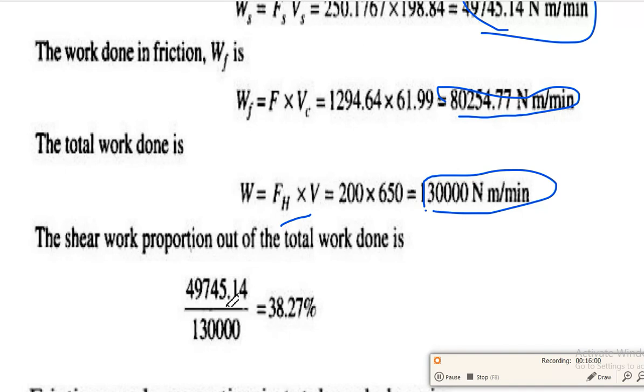Now the shear work proportion out of the total work done is, if you are dividing this ratio, Ws, that is the shear work done, and the total work done, so from there we will get the shear work proportion out of the total work done is equal to 38.27 after dividing both the values.